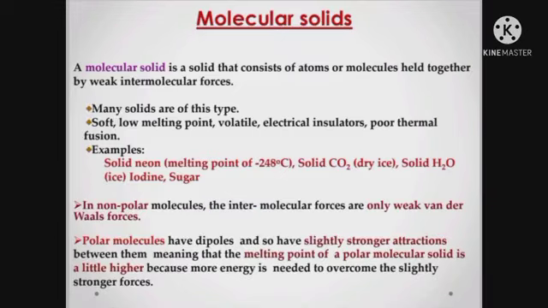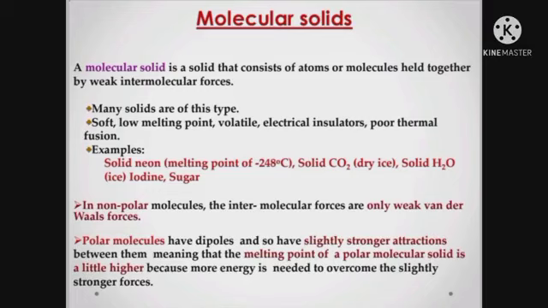First one is molecular solid. A molecular solid is a solid that consists of atoms or molecules held together by weak intermolecular forces. Examples are solid neon, solid CO2, which is also known as dry ice, solid H2O, iodine, sugar, etc. We can further categorize molecular solids into three categories. First one is non-polar molecular solids, second one is polar molecular solids, third one is hydrogen bonded molecular solids.